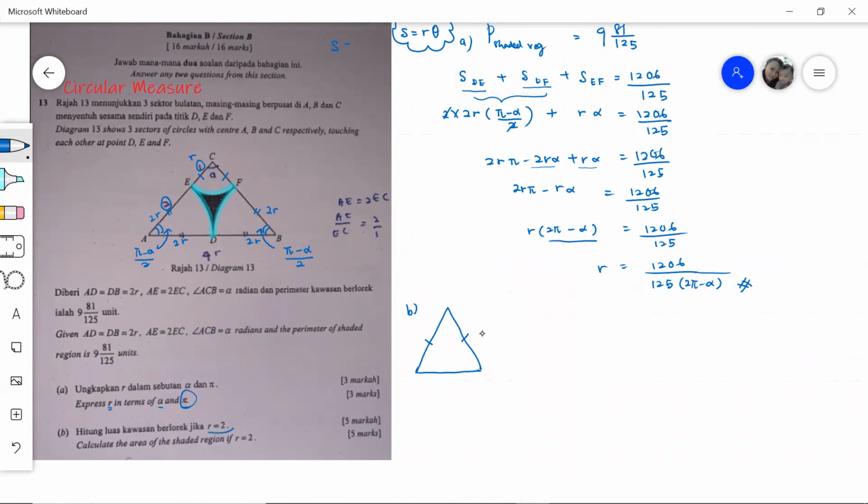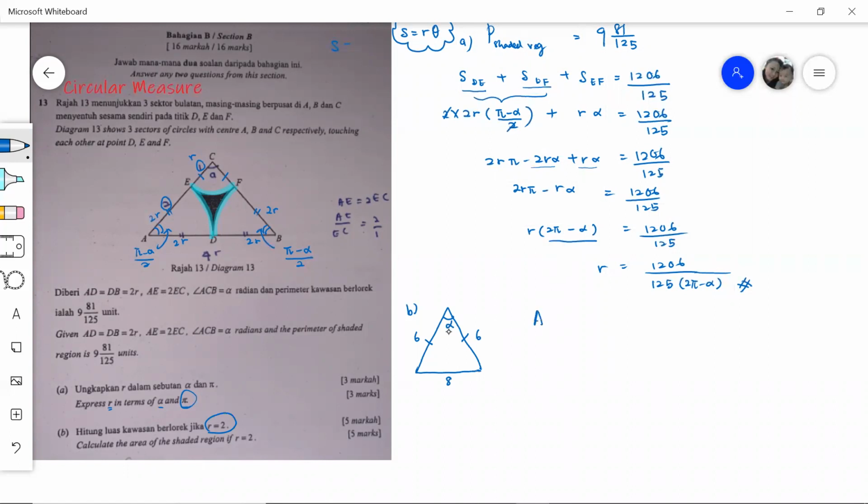And we know that the r is 2. Therefore, we will have the side 6 and the base is 8 in length. So this is the alpha. For us to find the value of alpha, we have to find the value of alpha.